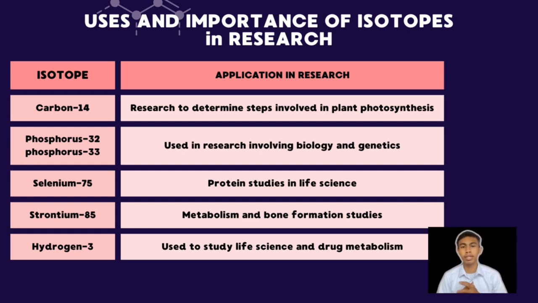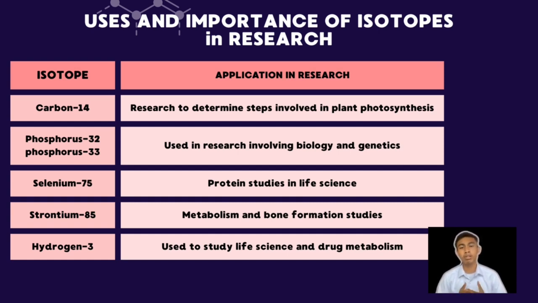Next, strontium-85. Strontium-85 is used in bone formation studies. Strontium behaves in a similar way to calcium, so it can be used to study how bones grow and develop. This is important for understanding bone diseases and bone health.